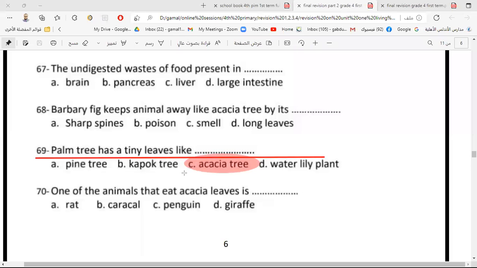If you made it pine tree, correct it, please, okay? Everybody, please, if you made it pine, correct it into acacia. Okay, my son? Thank you very much. Now we can go to another question and another hero.